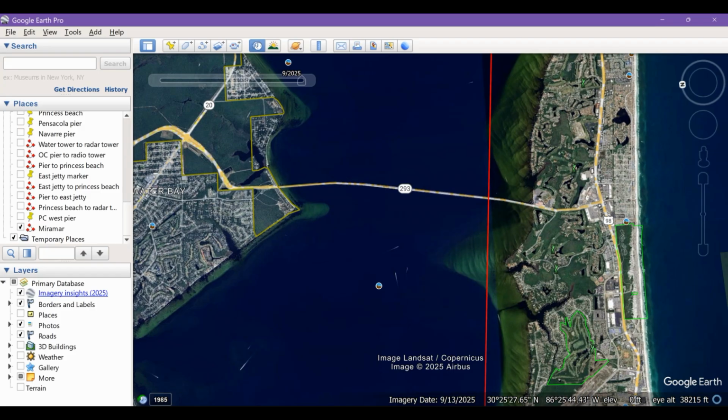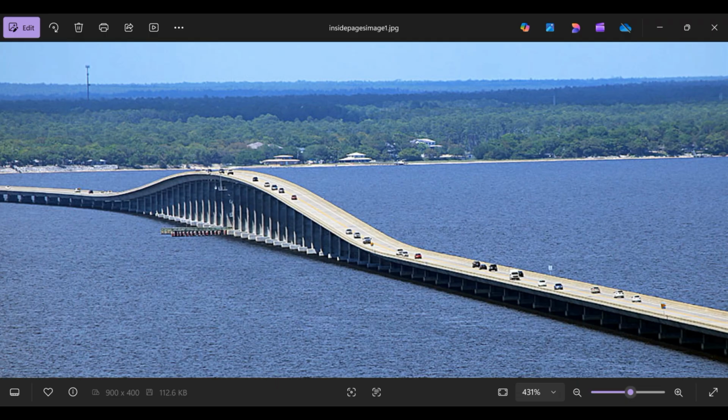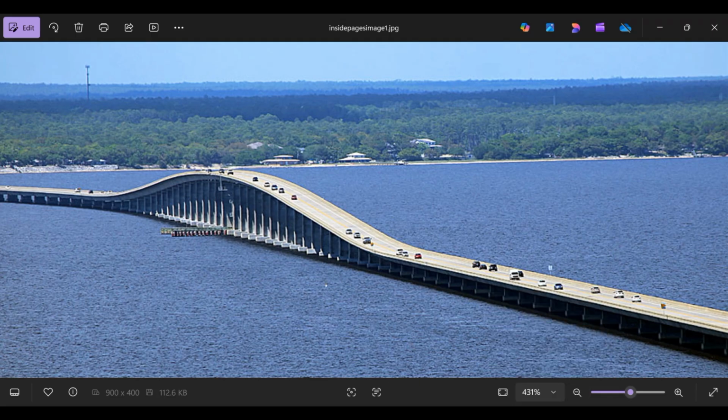I will show you. This is kind of what it looks like. It just goes up for big ships to get under it right here, but the rest of it's flat. And that's the part that you're seeing in the video, the flat part. I can't see this hump from where I'm filming. It's further to the left of me, but you can't see it for the houses and trees and stuff in the way.